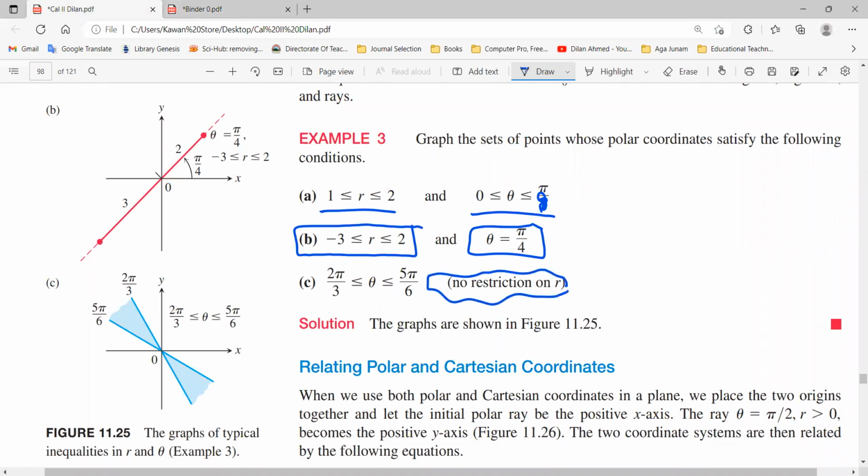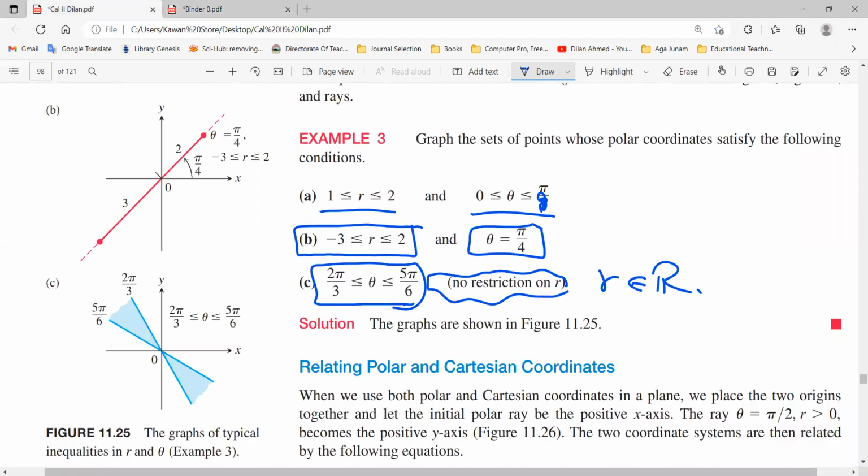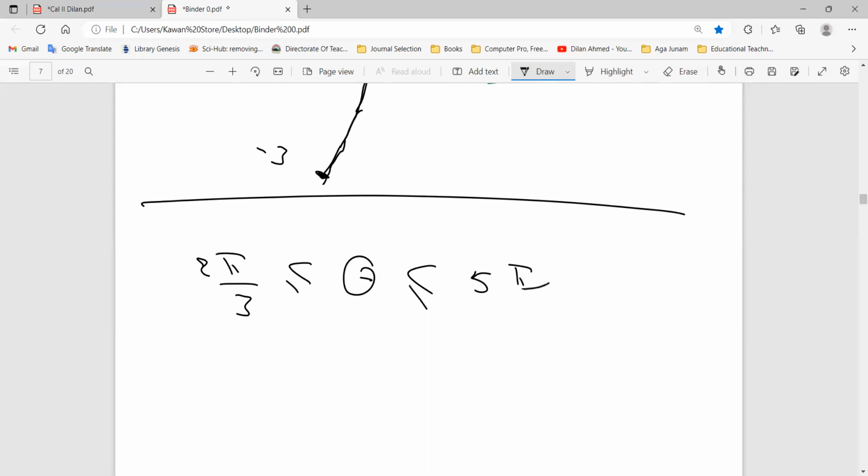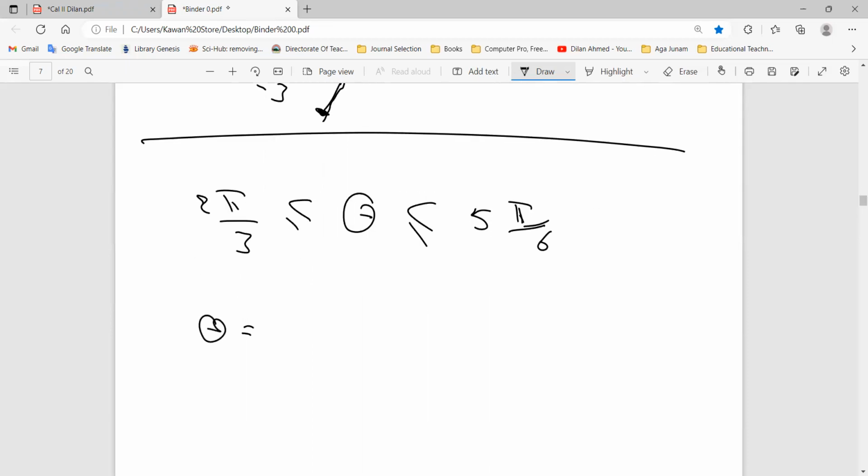When we don't mention R, it means R is from infinity to -3. So I have two angles: 2 pi over 3, and the other part, 5 pi over 6. How do we get that one? R is any number: 0, positive, negative. So forget about R. If I say theta equal to 2 pi over 3, give me the graph of that one alone.